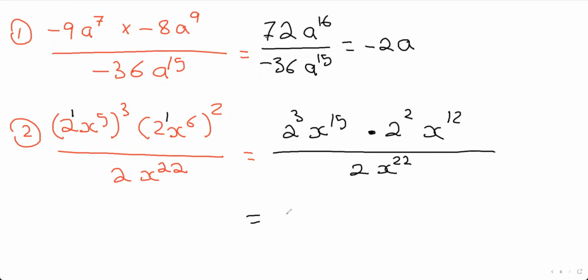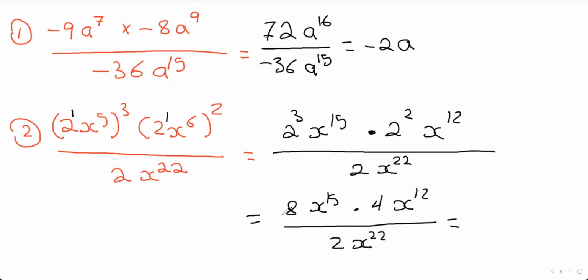Now, 2 cubed is 8. x to the 15 times 2 squared is 4, x to the 12, over 2x to the 22. Now 8 times 4 is 32. x to the 15 times x to the 12 is x to the 27, over 2x to the 22, which gives me 32 divided by 2 is 16. x to the 27 divided by x to the 22 is x to the 5.